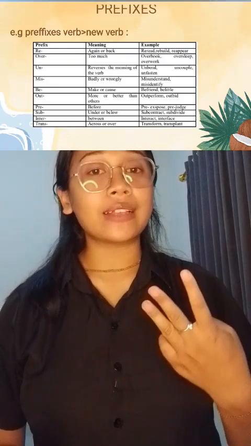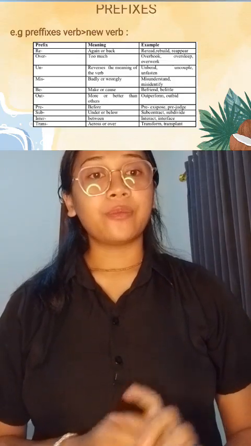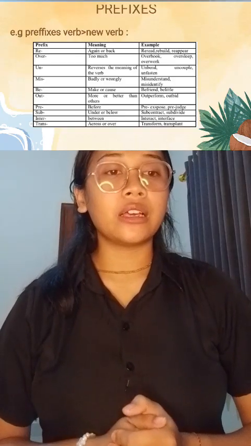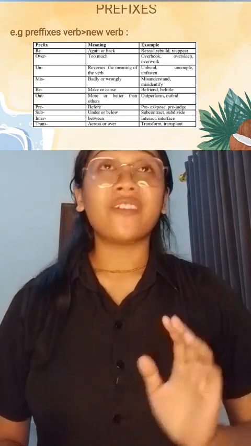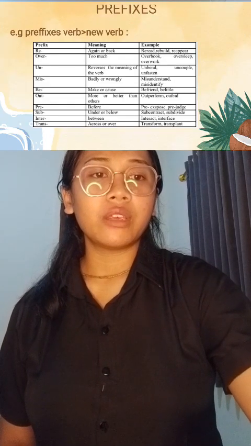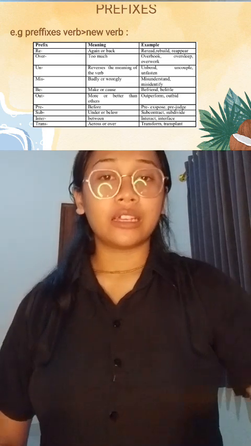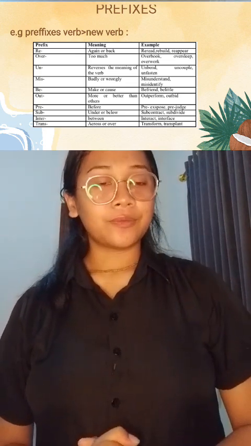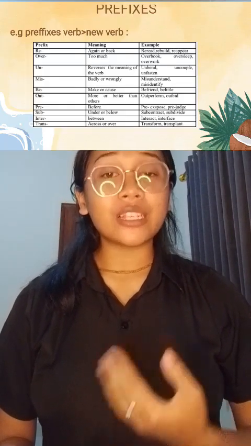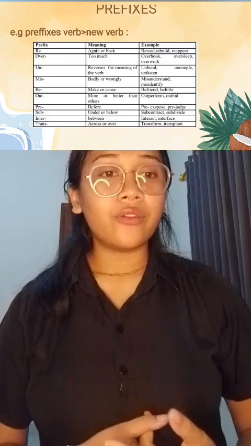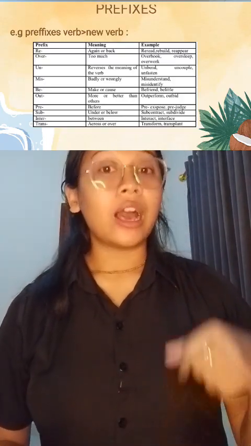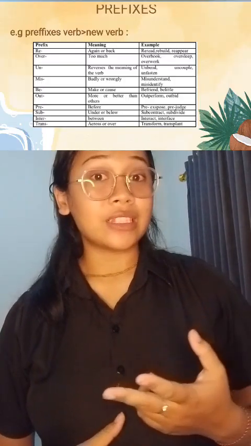I want to give you three examples for the prefix, and we have the prefix over, meaning too much. Examples are overbook, oversleep, or overwork. And the last is un, which reverses the meaning of the verb. For example, we have unbathed, uncouple, or unfastened.